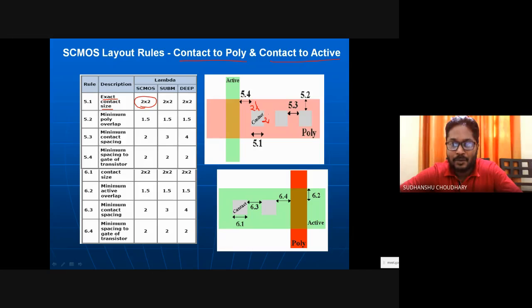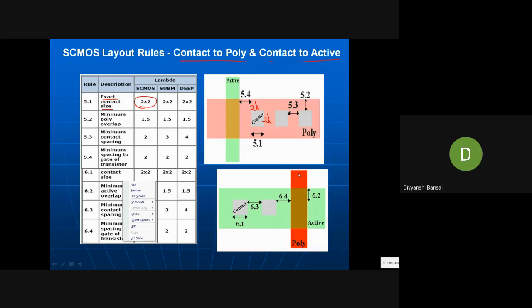Others can be more or less, but this contact, and also the poly crossing the active region, would be only of the same exact dimension. It cannot be more, it cannot be less.